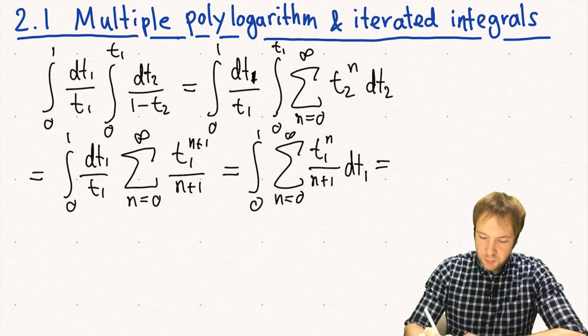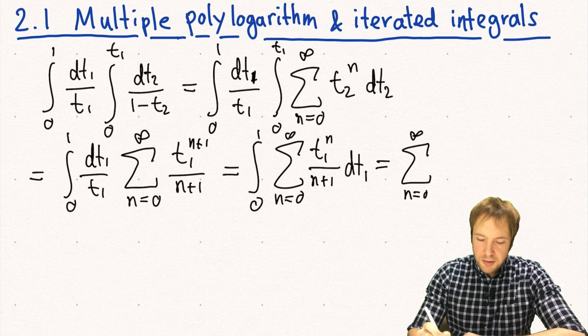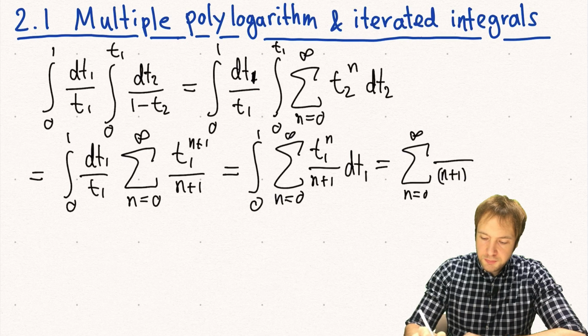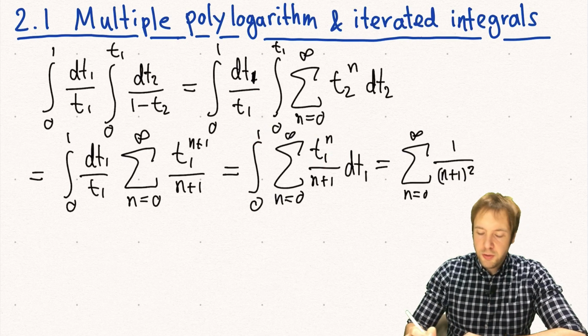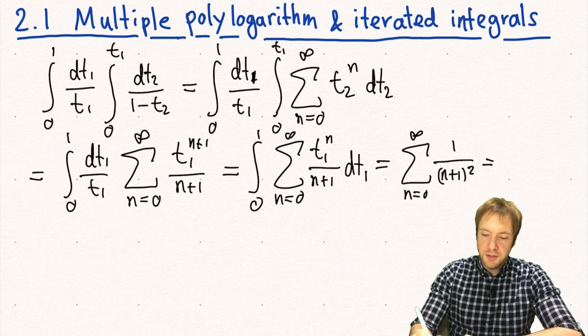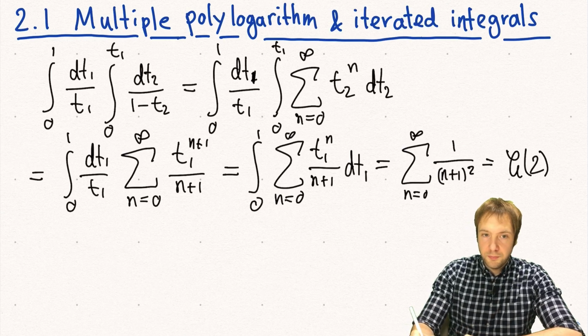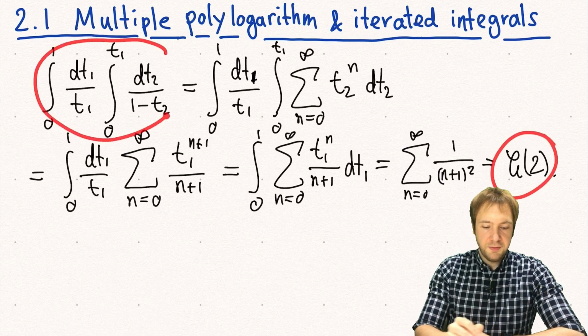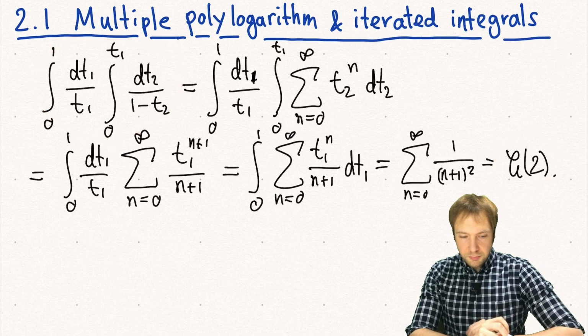And so we end up with the sum n going from 0 to infinity, and here we have n plus 1 squared. And plugging in 1 here for the t, we just get 1. And we see this is just the definition of zeta 2. So in other words, zeta 2 can be written as this iterated integral.